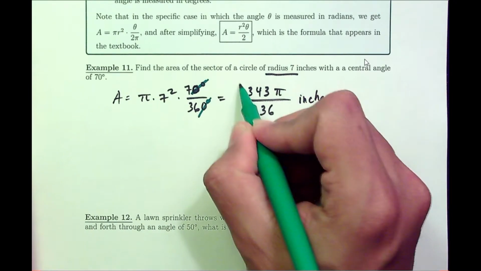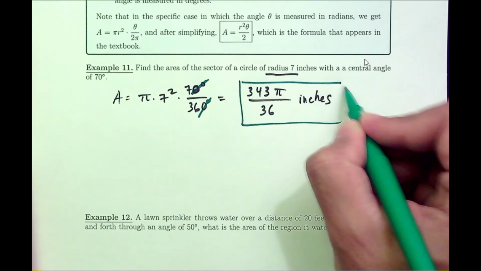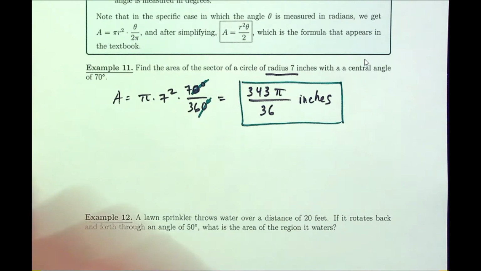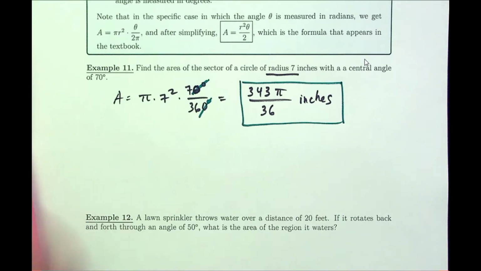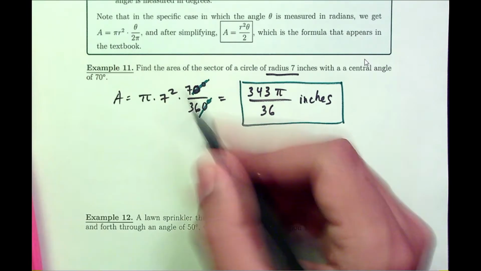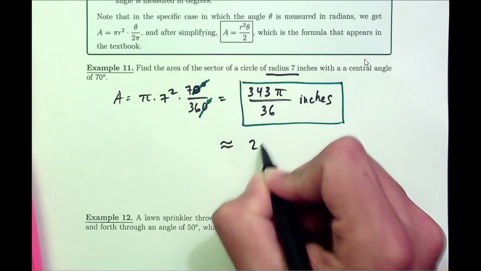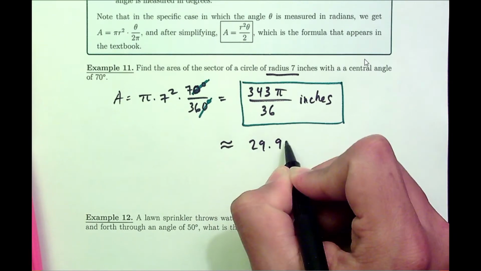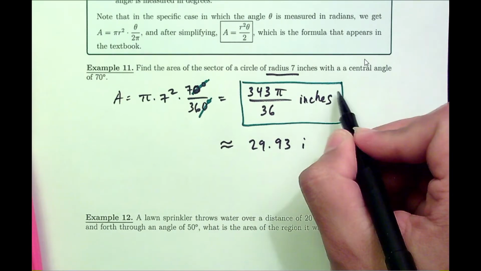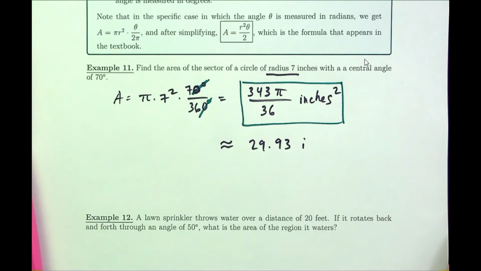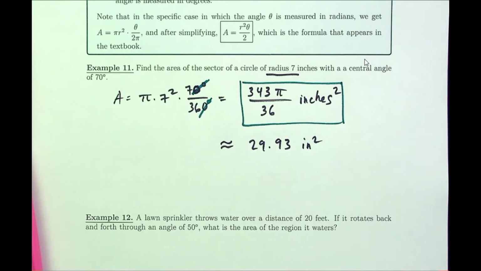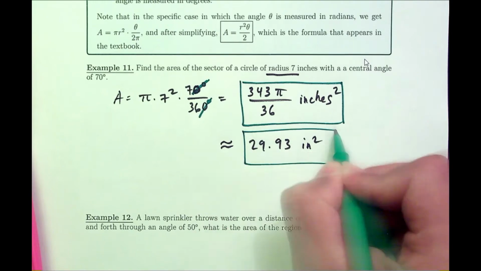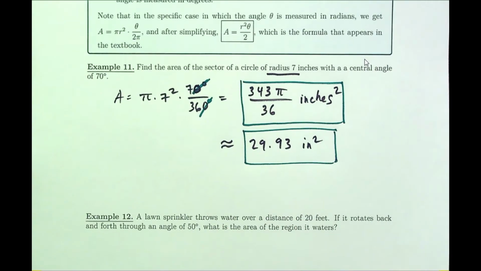Okay, and that's it. If they ask you to round, then you enter this in the calculator and you round. So let's see, what would that be? 343 times pi divided by 36. That would be about 29.93 using 2 decimals. And this is not inches, by the way, it's actually inches squared because it's area. Square inches. All right? And that's all. So it is very simple.